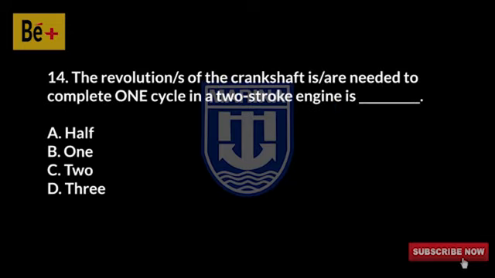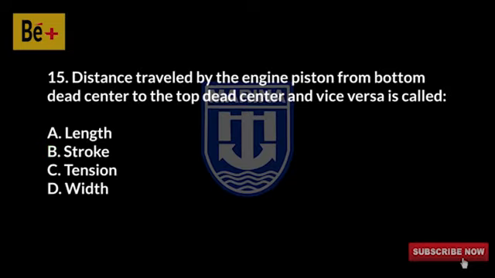The revolutions of the crankshaft needed to complete one cycle in a two-stroke engine is A. Half, B. 1, C. 2, D. 3. The answer is B. 1.